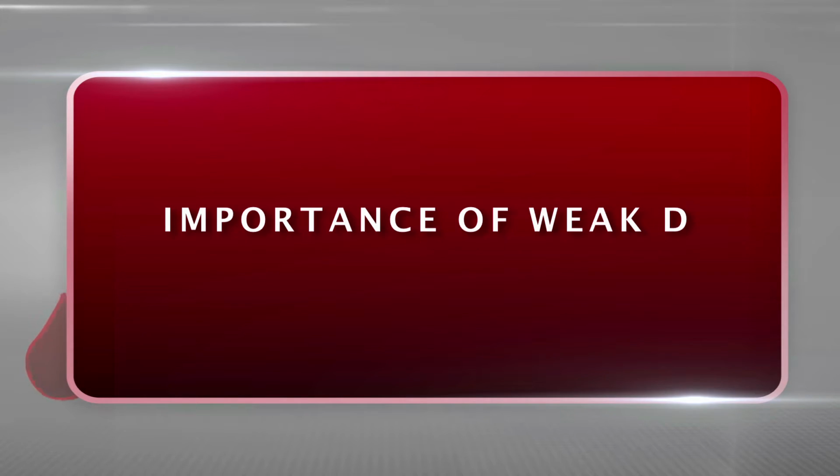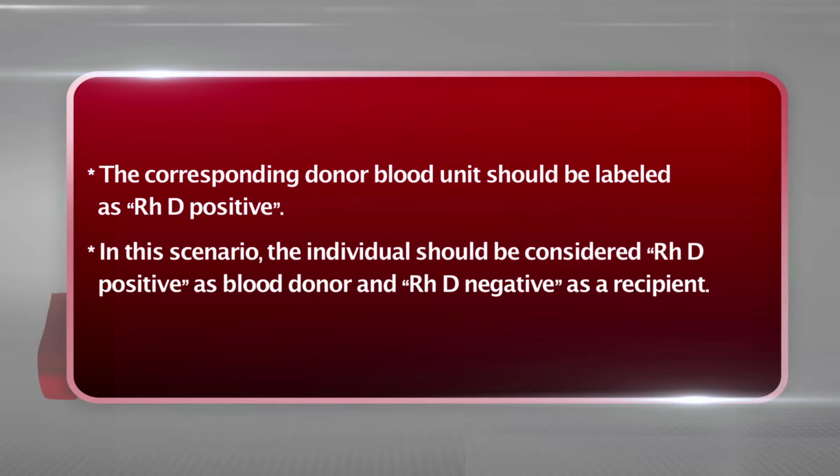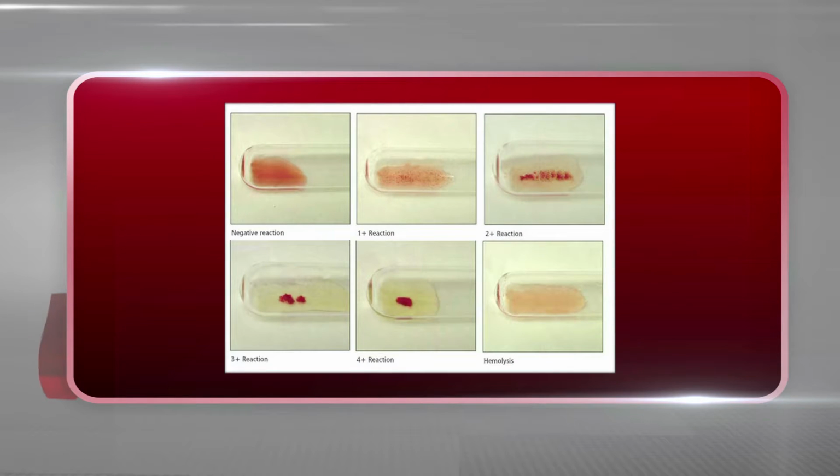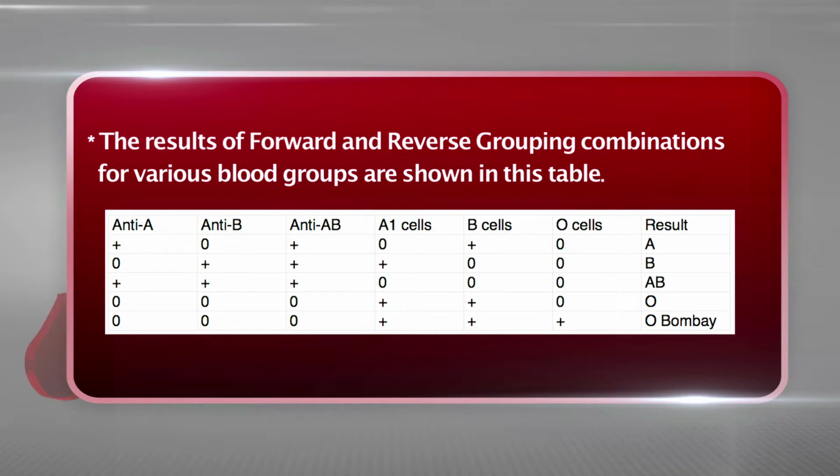Importance of weak D. The corresponding donor blood unit should be labeled RhD positive. In this scenario, the individual should be considered RhD positive as a blood donor and RhD negative as a recipient. The grading of agglutination reaction is shown in this picture. The results of forward and reverse grouping combinations for various blood groups are shown in this table.